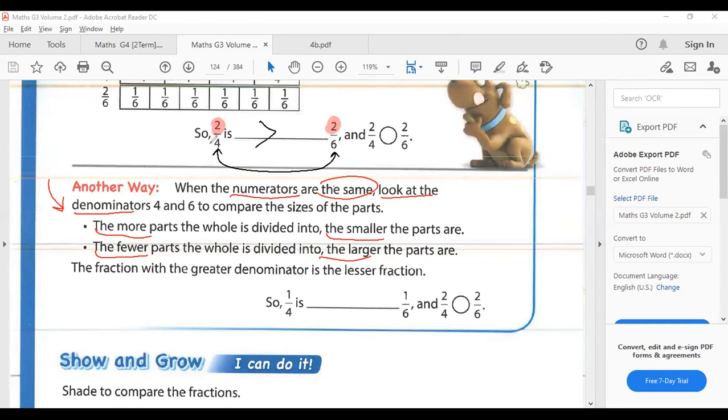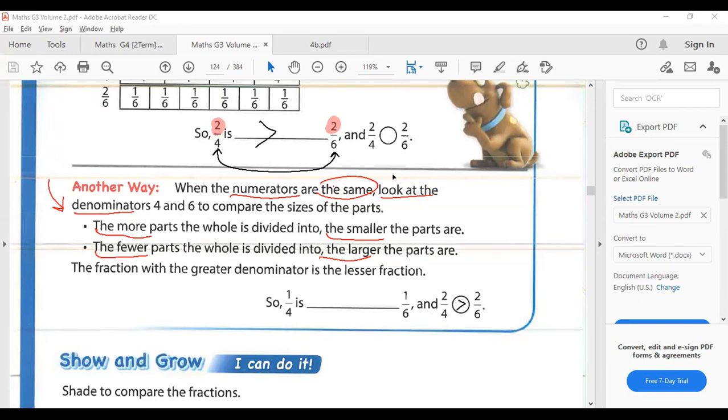The number down is less than the other, so the fraction will be greater than the other. So here 2 over 4 will be greater than 2 over 6.